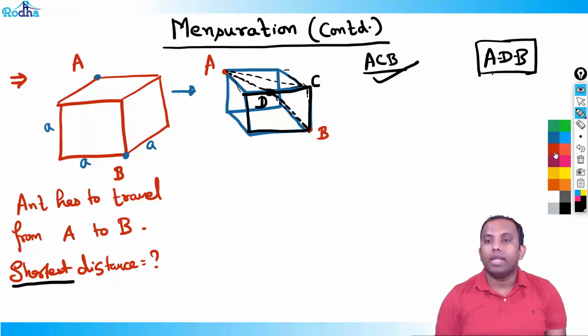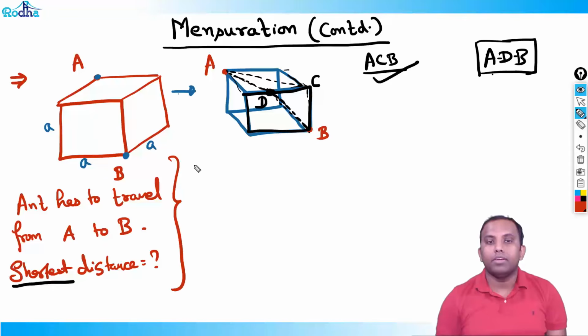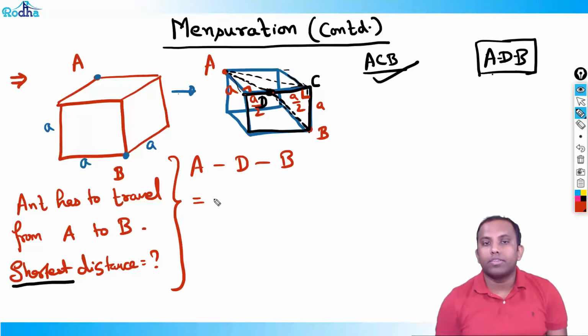Okay, so I'll calculate ADB distance here. So what is ADB distance traveled? If it is a cube of side A, D is a midpoint. So this is A by 2. This is A by 2, and this is also A by 2, and this is also A. So this is 90 degree. This is 90 degree. So I applied Pythagoras theorem 2 times, right? For this triangle, what is distance AD? So distance AD is root under A square plus A by 2 square, plus distance DB. What is DB? So DB is again root under A square plus A by 2 square.